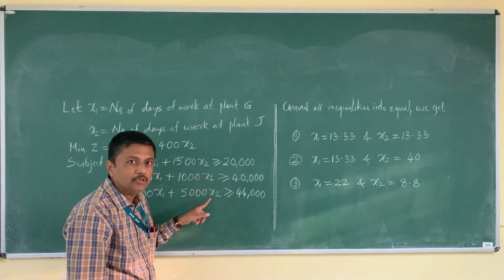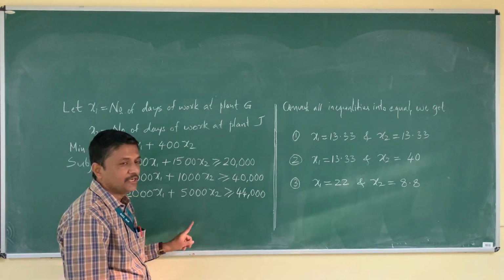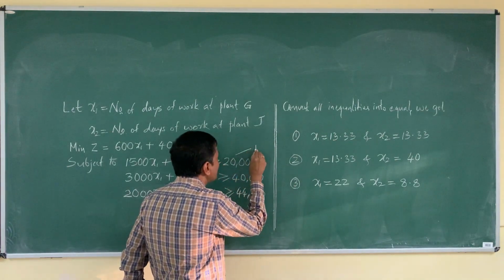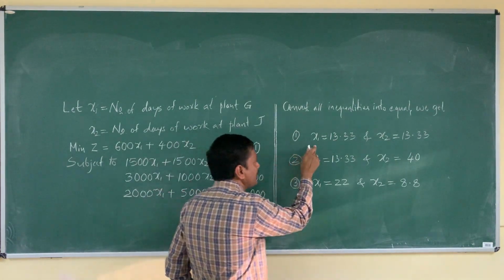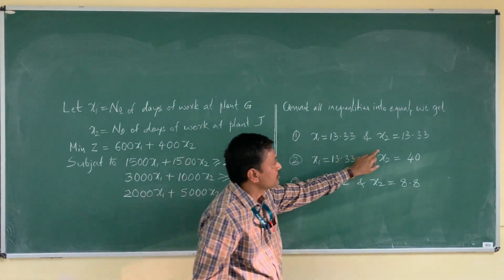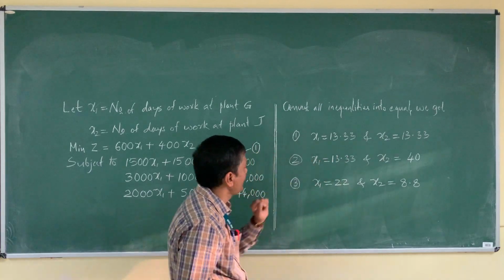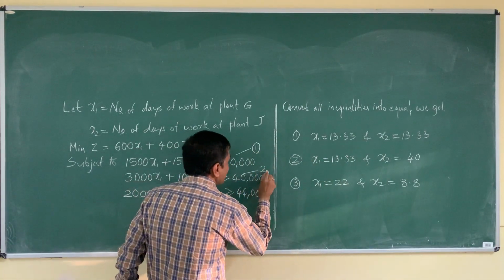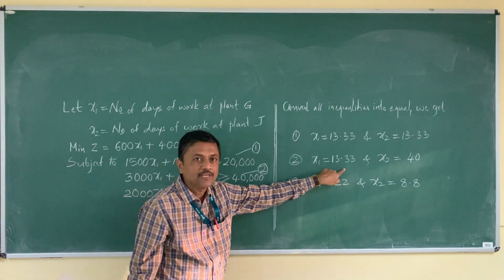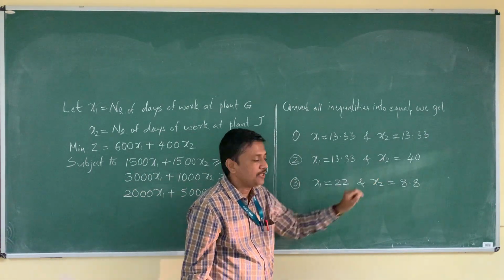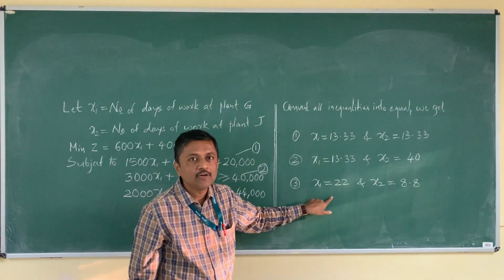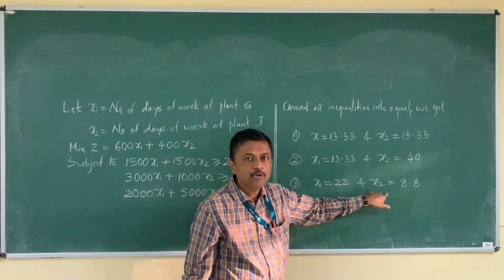Converting all these inequalities to equalities, we get the following. For the first constraint, we are going to get x1 equal to 13.33 and x2 equal to 13.33. For the second constraint, we will get x1 equal to 13.33 and x2 equal to 40. And for the third constraint, we get x1 equal to 22 and x2 equal to 8.8.